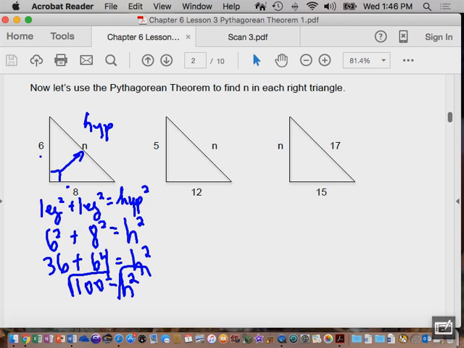In this case, I need to know the number that times itself is 100. 10. 10 times 10 is 100. So h is 10. And that's the correct answer. Okay, you guys try the middle one. Let's see how you do.